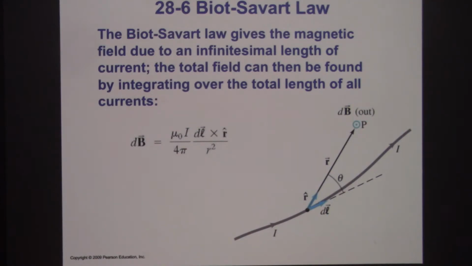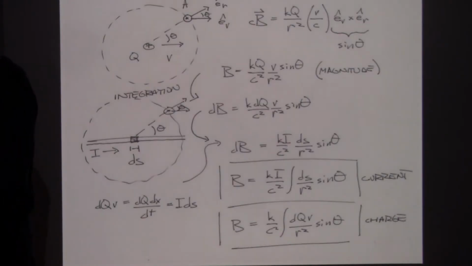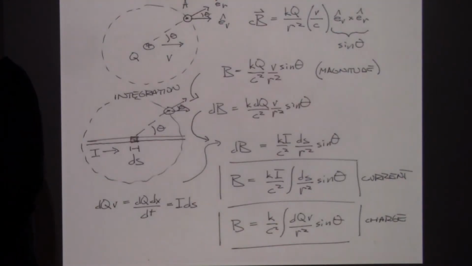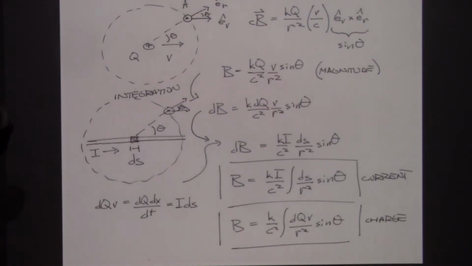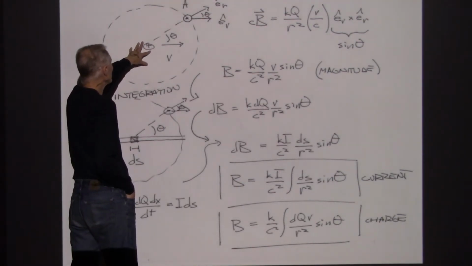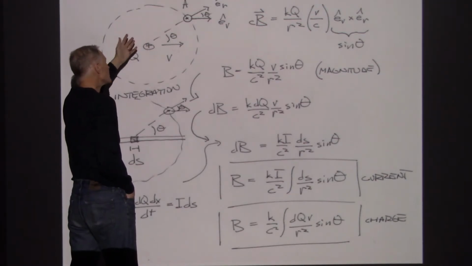Calculating the magnetic field directly comes back to what's referred to as the Biot-Savart law. And let's see what that looks like. So the Biot-Savart law derives from the magnetic field surrounding a charge. Now, we looked at this a couple times now.